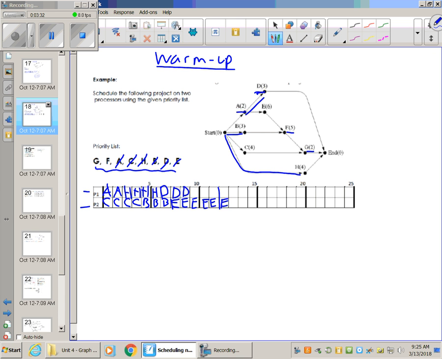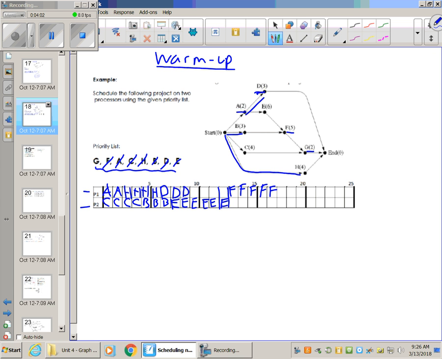Now if we go back, well, G's not ready because F has to be complete. Well, in order for F to be complete, E and B have to be complete, so F has to be past E and B. So F is going to have to start somewhere beyond this point. And really, it doesn't matter if you give it to P1 or P2, just as long as it's past E. I'll just go ahead and give it to P1. Why not? So F is going to have 1, 2, 3, 4, 5.